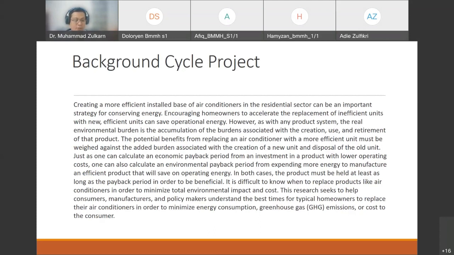So what happens to all types of refrigeration? Well, we can check in the text. However, as with any product system, the real environmental burden is the accumulation of the burden associated with the creation, use, and retirement of the product. Okay, burden means high energy consumption.